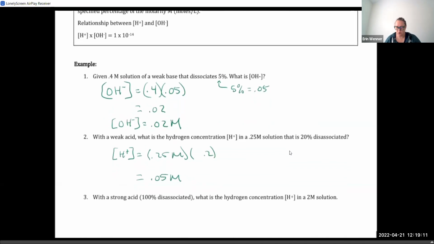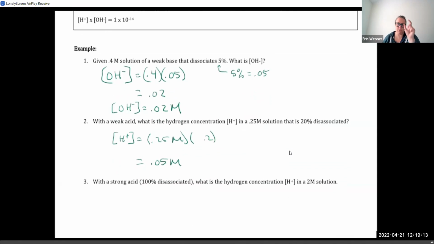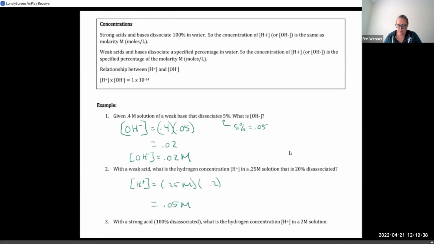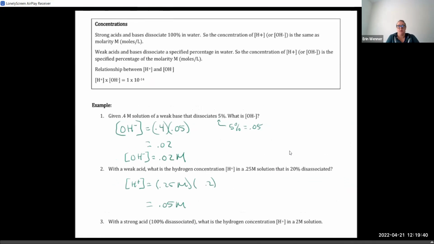So number 3 says with a strong acid, remember the term strong acid means that it's 100% dissociated. What is the hydrogen concentration, or H+, in a 2 mole per liter solution? Think about what the 100% means. Let me expand upwards just so you can see what it says in that box again.